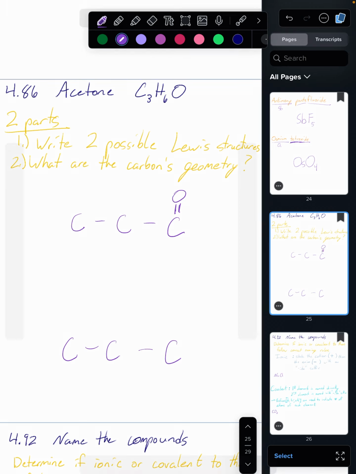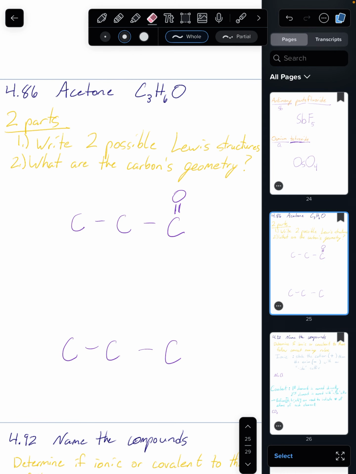Okay. And in most cases, a carbon likes to do a double bond with the oxygen. Okay. And now we have 6 hydrogens. Well, this one can only get 2 more. This one can get 3. So right there is 1, 2, 3, 4, 5. And number 6. Okay.